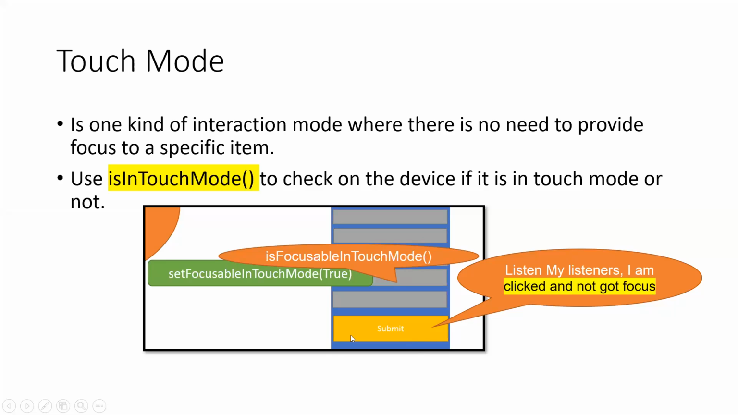a focus, but it is going to call its listener. That's the behavior of a submit button. It'll say, listen, my listeners, I am clicked but not got focus. The listener will be activated and will handle the events of a click. This is specifically made to make sure that you need to know what gets focus in a touch mode and what does not. So always remember that the buttons are not going to get a focus in a touch mode. Only the other controls are going to get the focus in a touch mode.